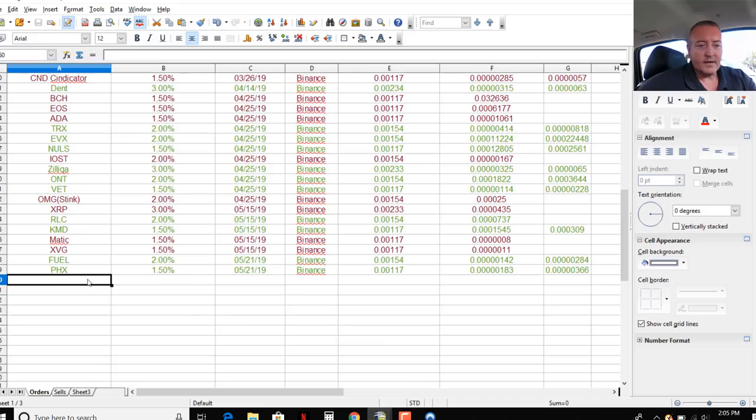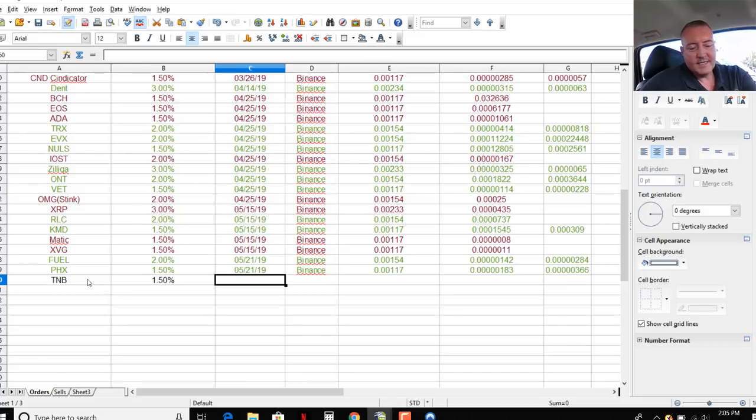So then I go back over to my chart, TNB at 1.5%, today's date.